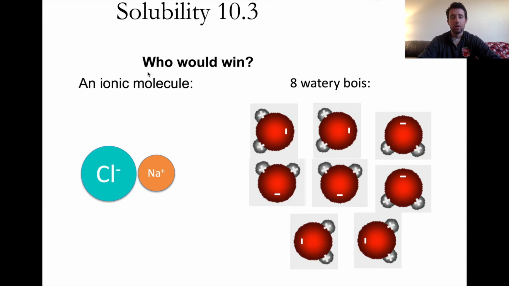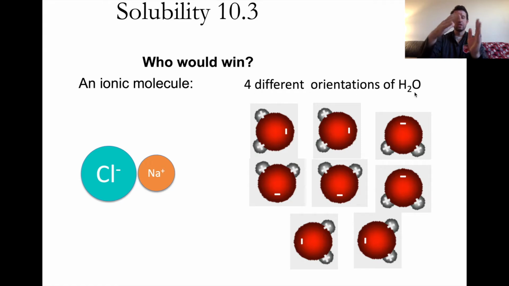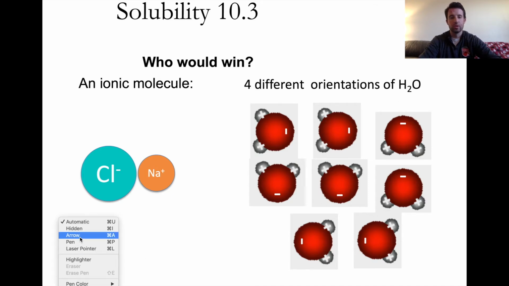Okay, so on the screen here, we've got an ionic molecule, NaCl, and you'll see that I've got 8 different water molecules on the right side. Notice here with the water molecules, first off, that there's 4 different ways I've rotated them. So each is rotated in little 90-degree orientations is what we're calling them. That just means in a water molecule that's rotated.